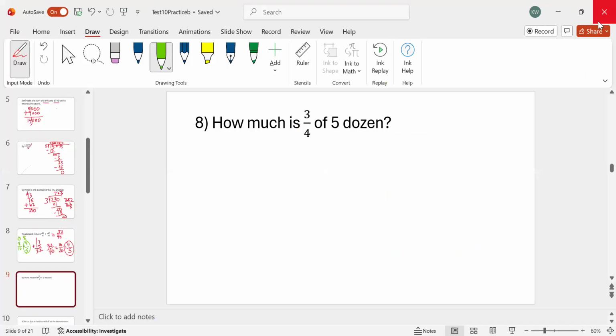How much is 3/4 of 5 dozen? All right, well, if we're doing this by calculating, we have to determine what 5 dozen is, and then we need to find 3/4 of it. You could do this by drawing, you could do this by using multiplication, you do this a variety of ways. A dozen is 12. So 5 dozen, 5 times 12 equals 60. So what we're really asking here is what is 3/4 of 60?